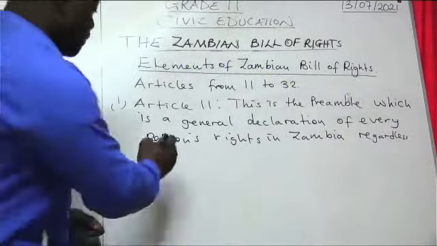Then article number 16, we looked at what? The protection from deprivation of property. Then article number 17, we looked at the protection of privacy of home and other property.